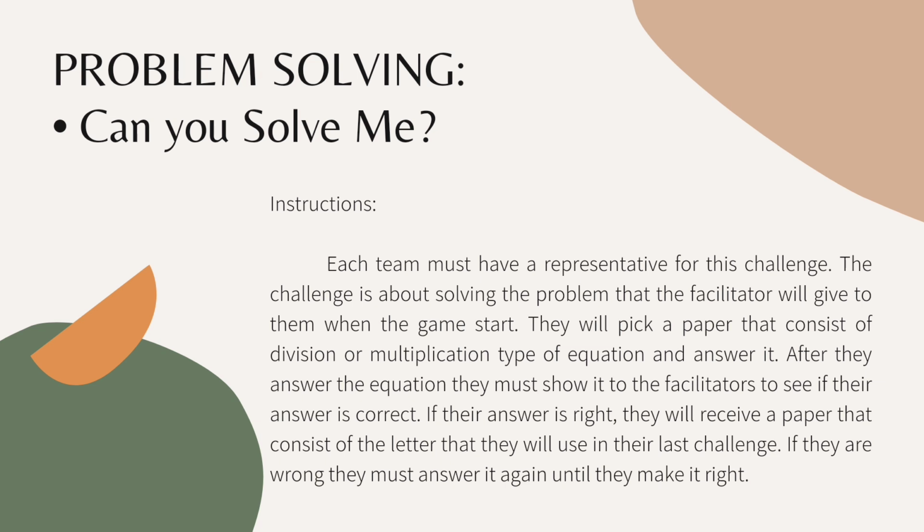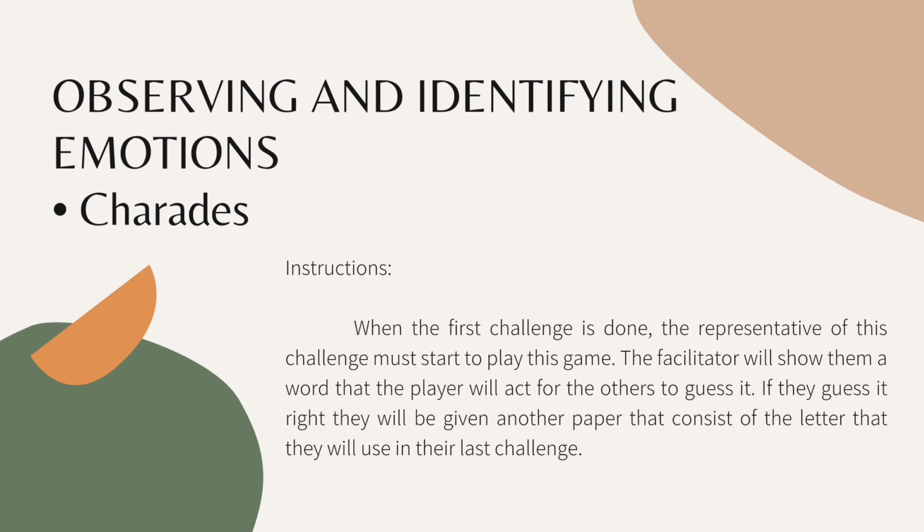They will be given a piece of paper to pick, which consists of a division or multiplication type of equation, and answer it. After that, they must show it to the facilitators to see if their answer is correct. If their answer is correct, they will receive a paper that consists of the letter that they will use in their last challenge. If they are wrong, they must answer it again until they make it right. Then they will move on to the second challenge, which is observing and identifying emotions, which is charades.